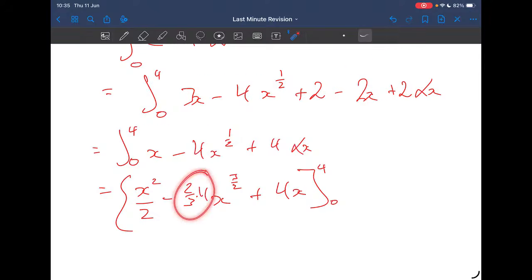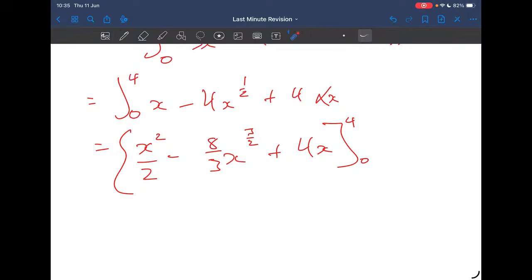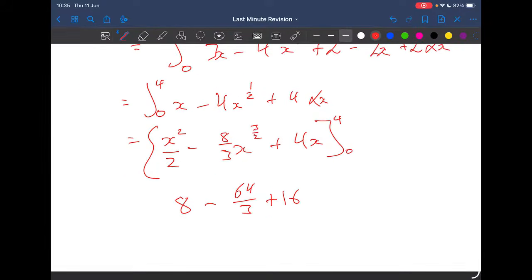Let's sort this out. I need 2/3 of 4, so that is 8/3. And then let's plug in some 4s. 4 squared, 16. Half of that is 8. 4 square root of 2, cubed, it's 8, 64 on 3. Plus a 16. What number is that going to be? Let's find out. 8 plus 16 minus 64 on 3. I get 8/3. That's very nice.